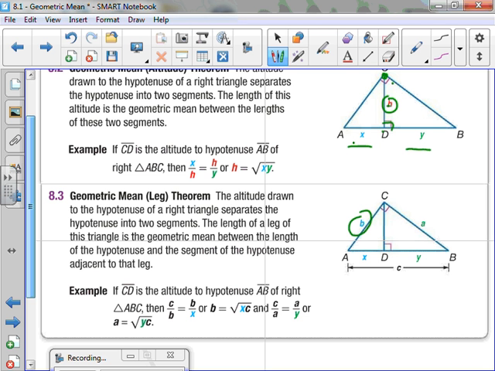Okay, so let's look at this problem right here. We want to find x, y, and z, and this basically covers both theorems we just talked about.